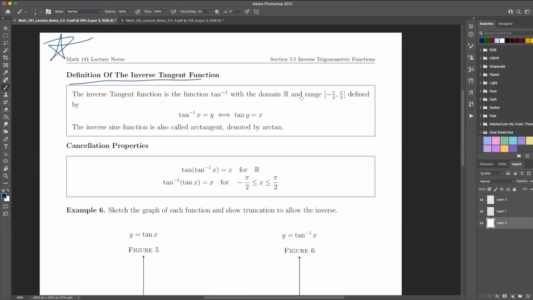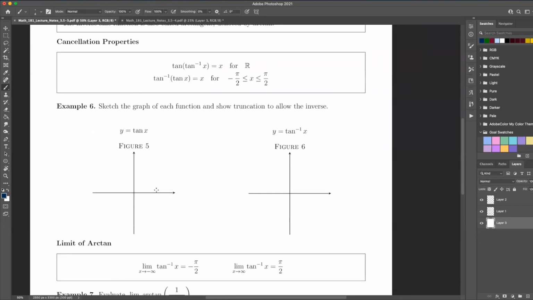It has the domain of all real numbers, and the range between negative pi over 2 and pi over 2. The reason for that is, I can draw that for you. If I just look at one period of tangent between pi over 2 and negative pi over 2, I obtain a curve that should go through here, and this should be negative.